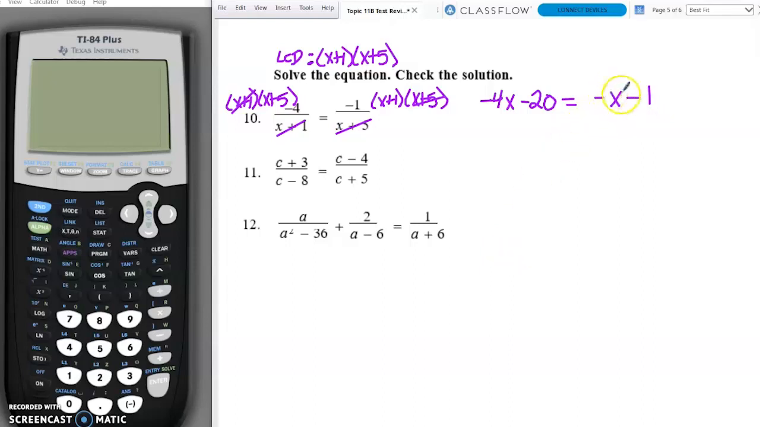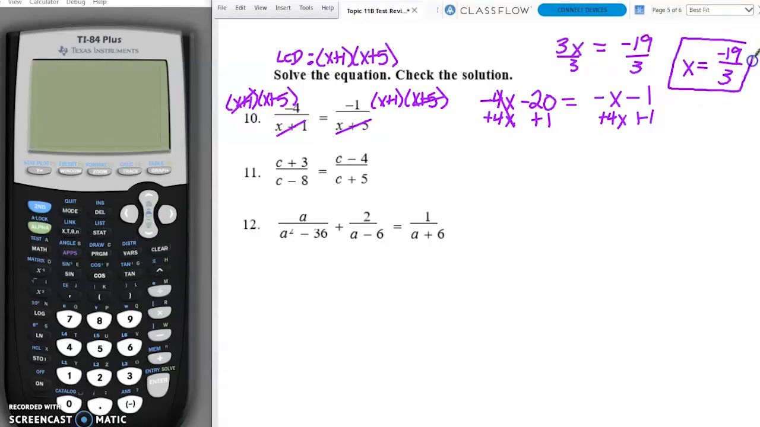And now we need to solve for x. I'm going to add the 4x over to this side. And I'm going to move the 1 over to this side, so plus 1, plus 1. And so we're going to end up with negative x plus 4x is 3x equals negative 20 plus 1 is negative 19. Divide by 3, divide by 3. We get x equals negative 19 over 3, which you can leave as a fraction because that can't be simplified any further.